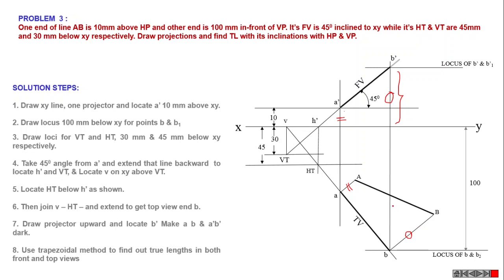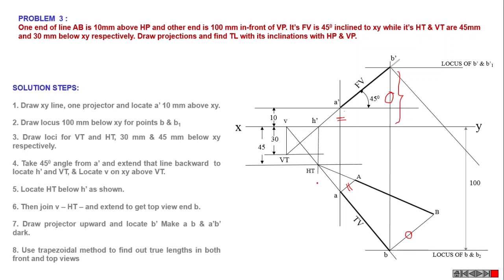Then we have already discussed that the meeting point of top view and this true length will become HT, the horizontal trace. For counter checking we can extend that true length, and we can ensure that the meeting point of top view and true length will be that horizontal trace.